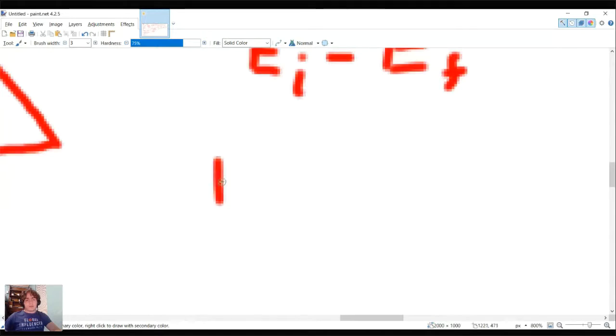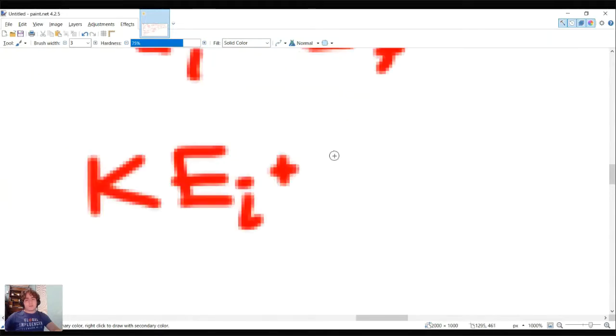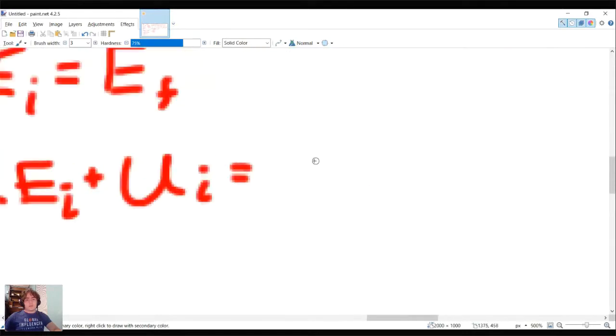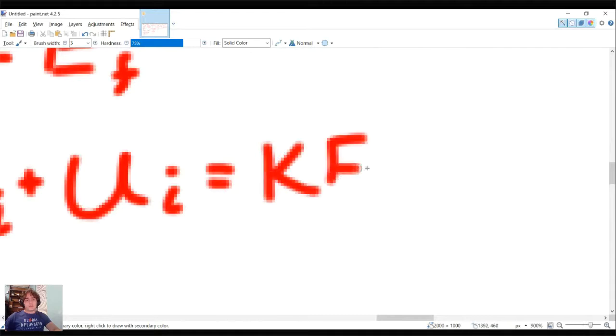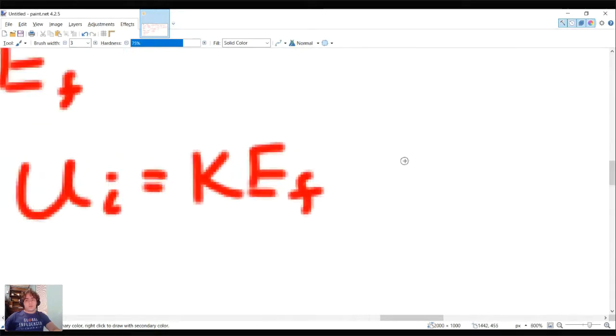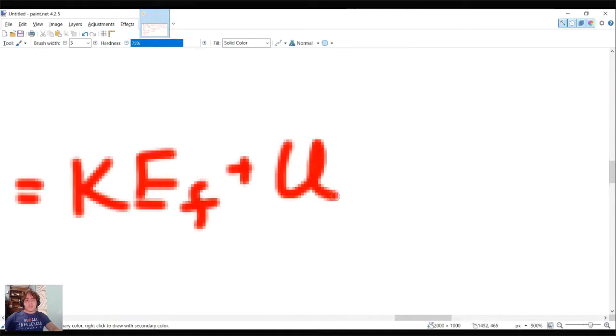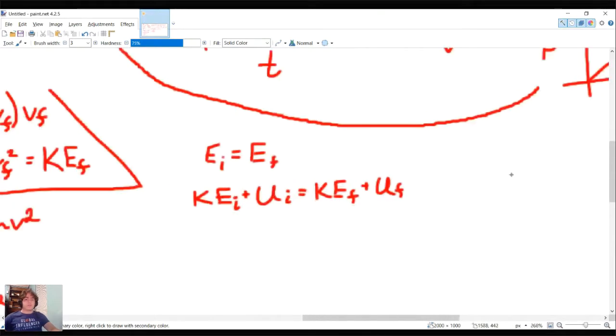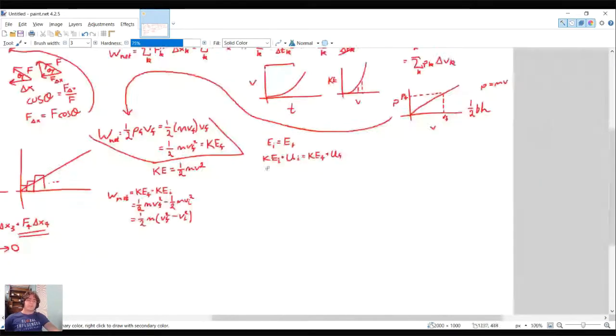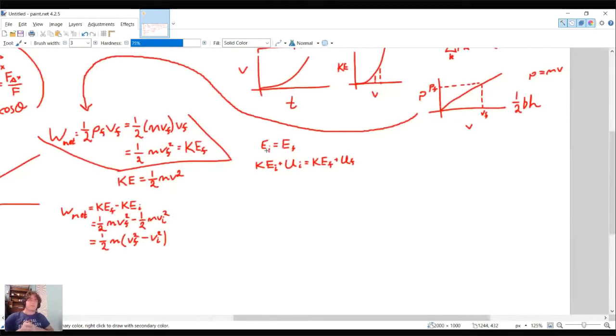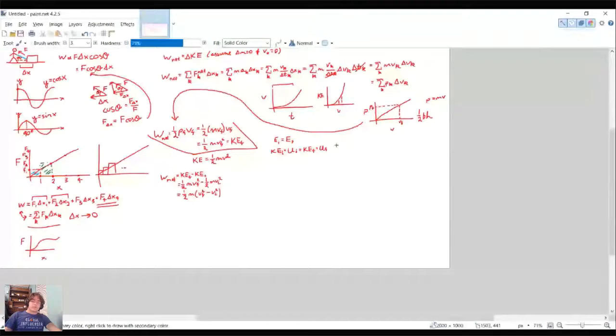In this case, we have some initial kinetic energy plus some initial potential energy, we'll call it U, equals the final kinetic energy plus the final potential energy. The potential energy includes all conservative forces there. I'm not sure if conservative forces have been defined on our streams yet, but a conservative force is basically a force that does zero work if you do a full loop. But that's not important for physics 1.